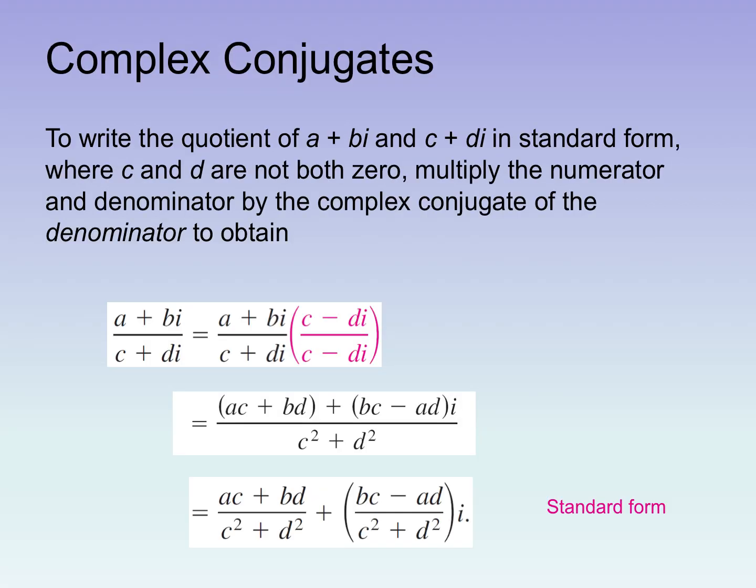Next, we're going to be dividing complex numbers. Our goal is to always get i out of the denominator. So to do that, we multiply by the complex conjugate of the denominator.